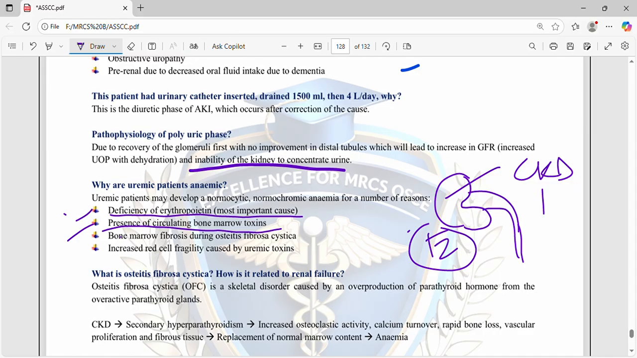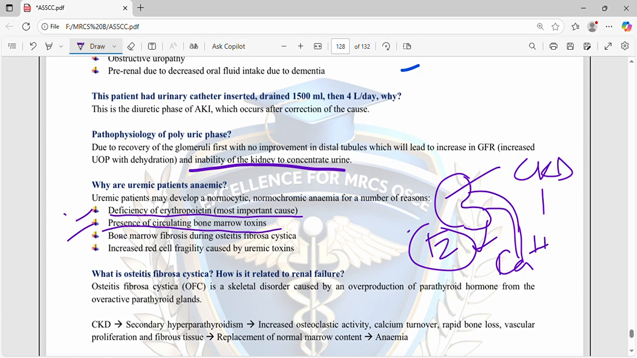Bone marrow fibrosis is due to osteitis fibrosa cystica. Okay, so this is another problem. In CKD, chronic kidney failure, we have loss of calcium. When there is loss of calcium, the body has increased amounts of parathyroid hormone, which we call secondary hyperparathyroidism. This will lead to demineralization of the bone. So we have osteitis fibrosa cystica, we have cysts in the bone, demineralized and weak bone. So there will be fibrosed marrow as well.